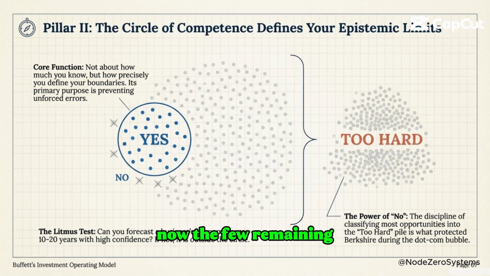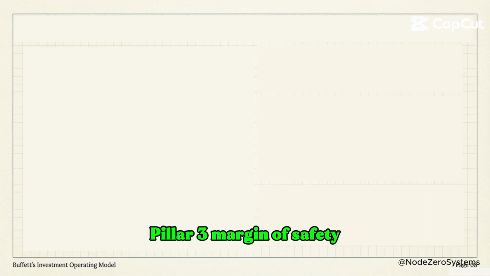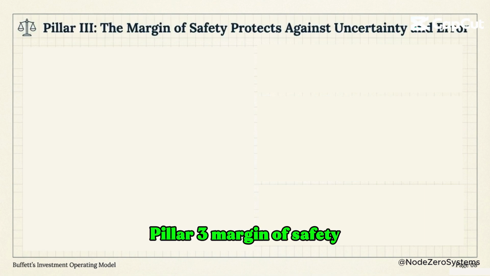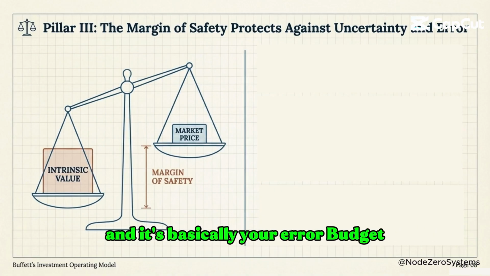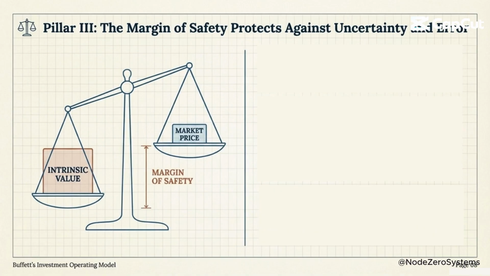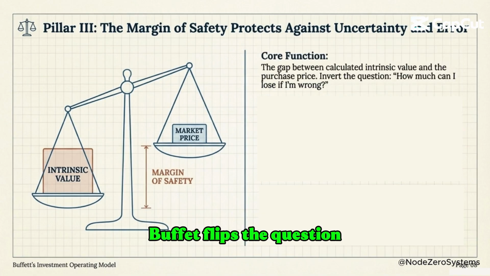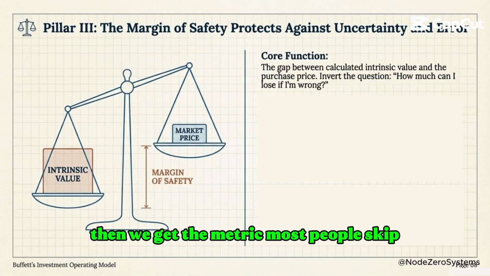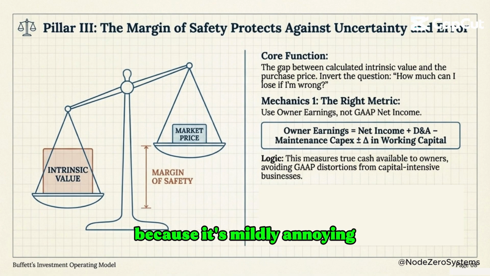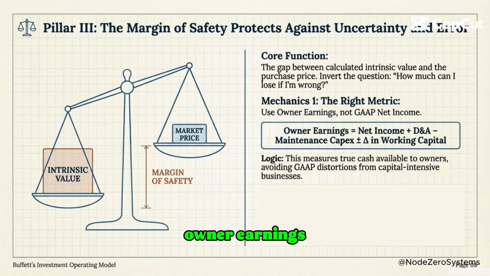Now the few remaining, we still need one more shield, price. Pillar 3, Margin of Safety. Margin of safety is the gap between intrinsic value and purchase price, and it's basically your error budget. Buffett flips the question, not how much can I make if I'm right, but how much can I lose if I'm wrong?